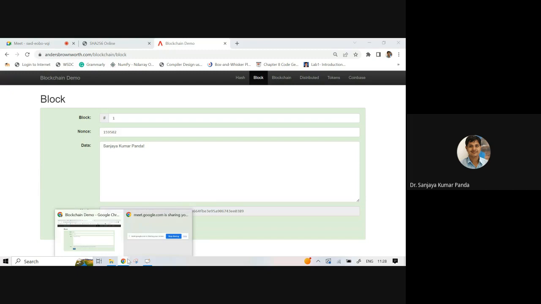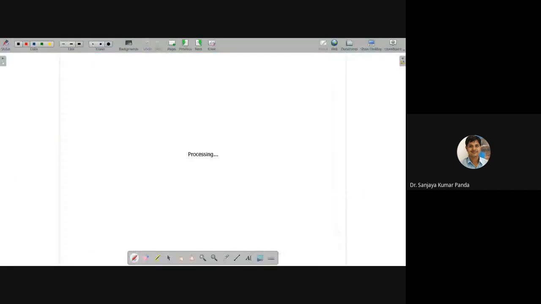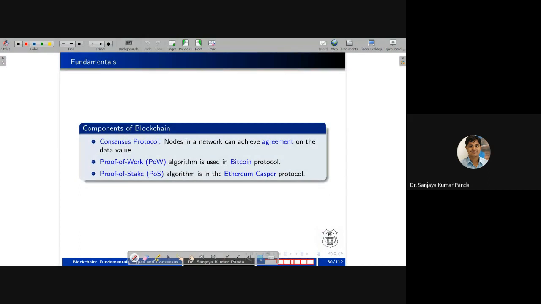Now come to another important component that we call the consensus protocol. Consensus means the nodes in the network can achieve agreement on the data value. It is a mutual agreement of all the nodes that are associated with the blockchain. We have discussed proof of work, which we call POW, and we have also seen proof of stake, which is called POS. POW is an algorithm used in Bitcoin, and POS is the algorithm used in Ethereum, right? These two consensus mechanisms are different.